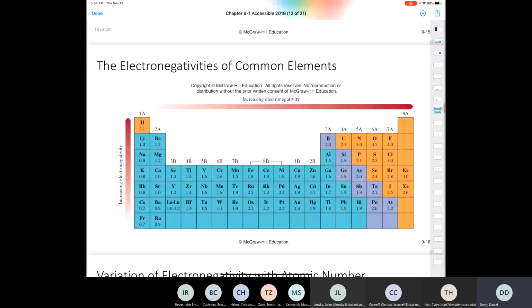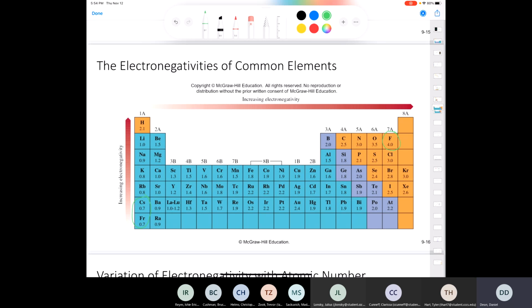Here are the electronegativity values for common elements. Let's take a look. Again, fluorine is the most electronegative element on the periodic table. It's got a value of 4.0. Cesium and francium are about the least electronegative elements on the periodic table. They're around 0.7. Well, what do you notice here?